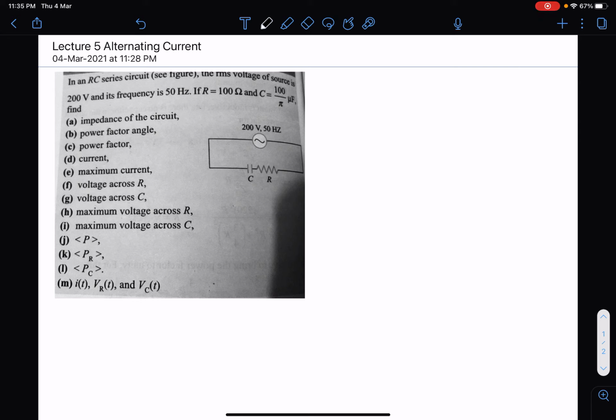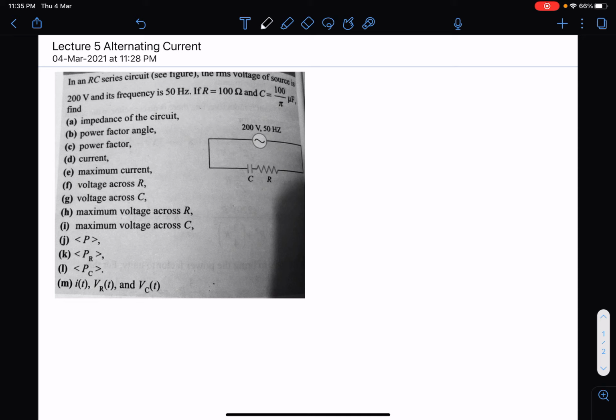This problem is very good, especially for basic understanding of AC circuits and for calculation of various parameters. We have to calculate the impedance of the circuit, the power factor angle, the power factor, current, maximum current, voltage across resistor, voltage across capacitor, maximum voltage across resistor, maximum voltage across capacitor, average power across resistor, average power across capacitor, current as a function of time, voltage as a function of time across resistor, and the voltage as a function of time across capacitor. So you can see there are many parts here.